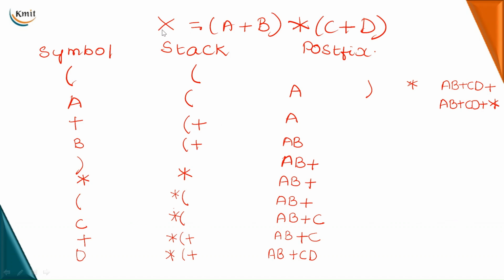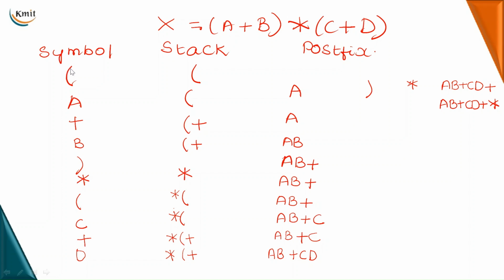So the same expression, x is equal to (a plus b) into (c plus d). The expression has to be evaluated and the result has to be stored in memory location x. This is the memory location M of X. So here I have three columns: symbol, stack, and postfix.